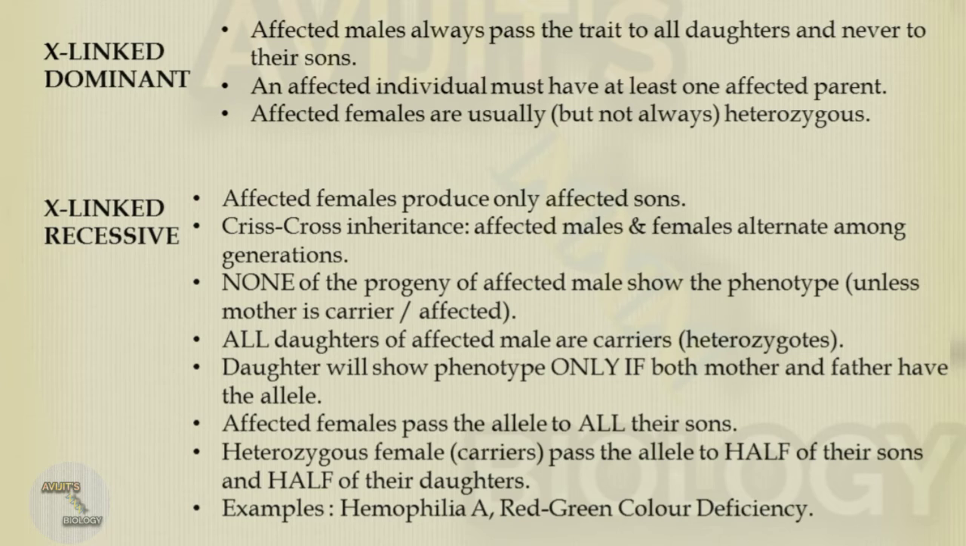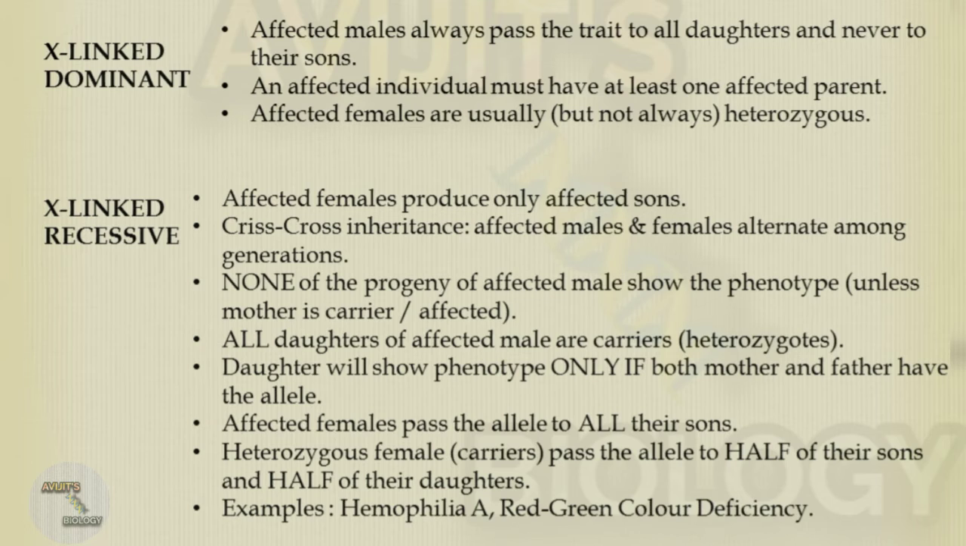In X-linked recessive inheritance, none of the progeny of an affected male show the phenotype unless the mother is a carrier or affected. All daughters of an affected male are carriers, meaning heterozygotes. A daughter will show the phenotype only if both mother and father have the allele. It means if the daughter gets the affected X chromosome from the mother and the affected X chromosome from the father, then she will obviously be affected.